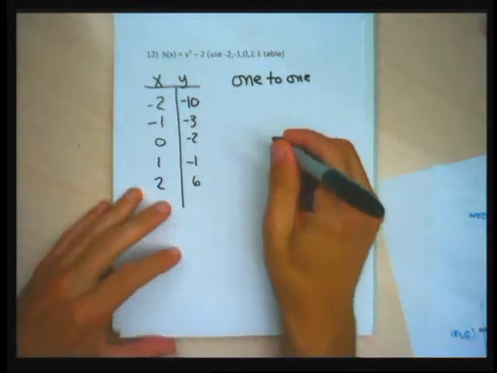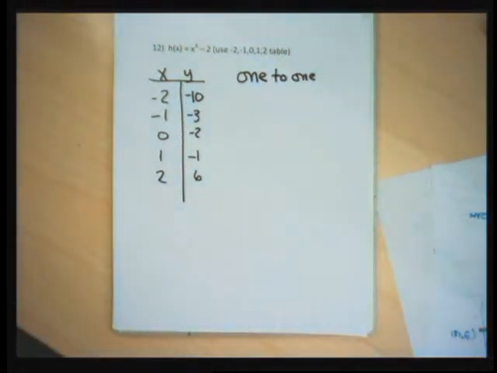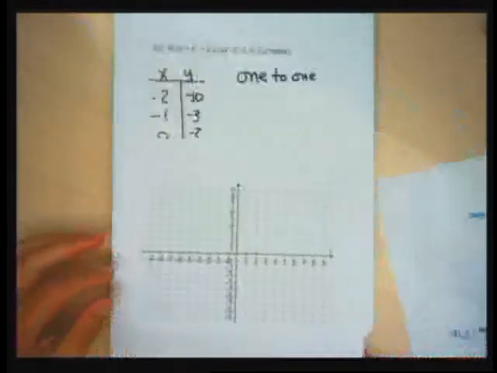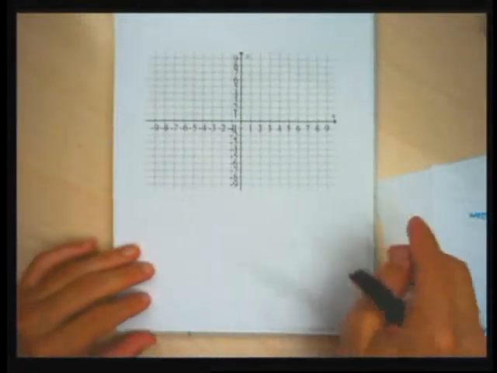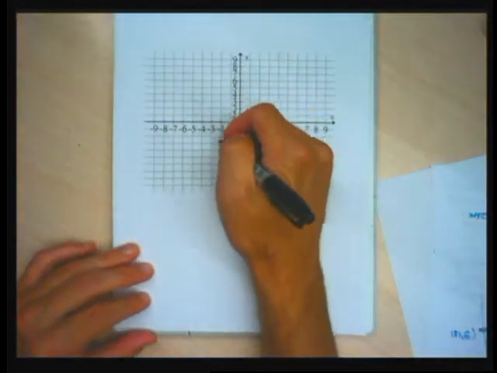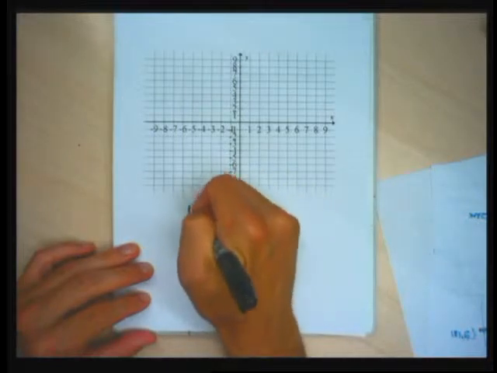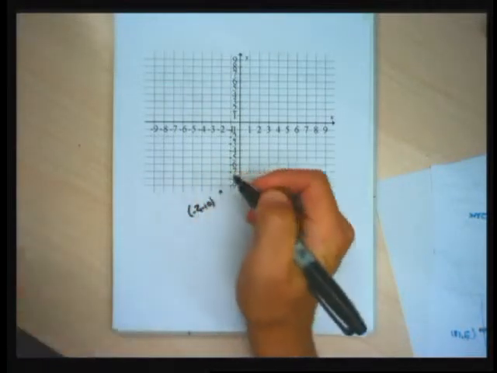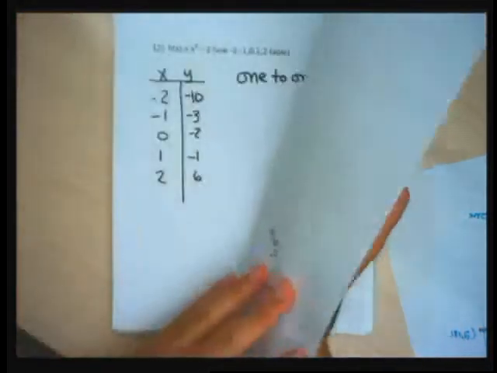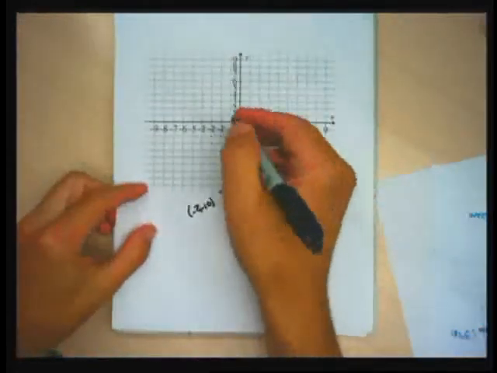Let me sketch a graph on my graph paper. So I'm going to plot these points on this graph paper. So the first point I'm going to plot is negative 2, negative 10. And then I'm going to plot the point negative 1, negative 3.